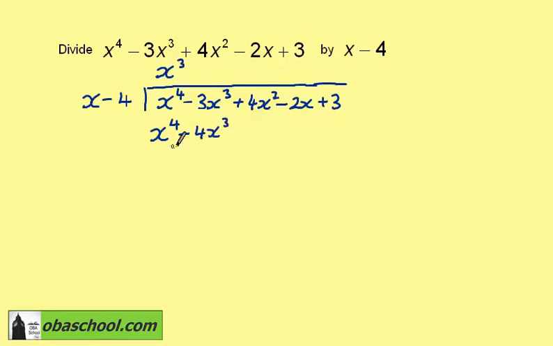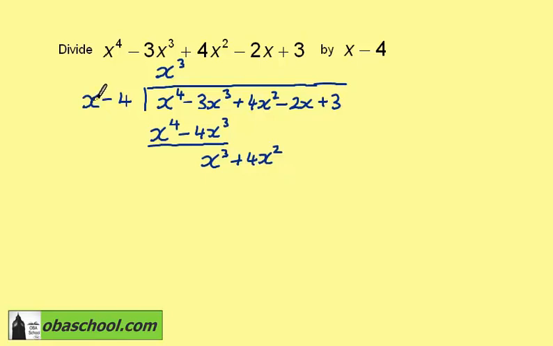We're then going to do a subtraction. x to the 4 take away x to the 4 is nothing. Minus 3x cubed take away minus 4x cubed becomes minus 3x cubed plus 4x cubed, which is a single 1x cubed. The next step is to bring down the 4x squared.